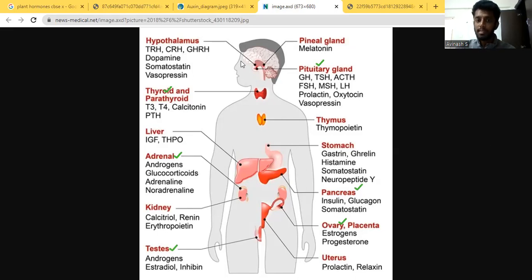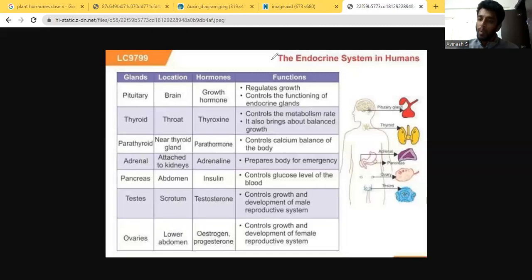But let us try to understand where the hormones are placed. Hormones are placed mostly in the middle of the body at various places and also above the kidneys. Now let us try to understand the different hormones present in the human body with the help of this table. So there is a table with glands, location, hormones, and function. And there is an adjoining diagram which explains where they are positioned.